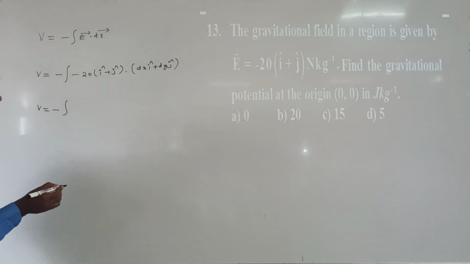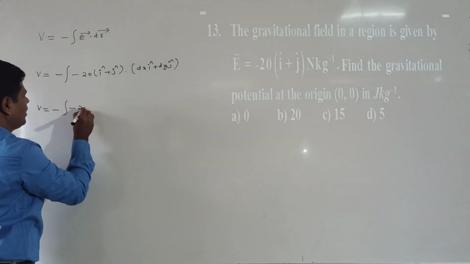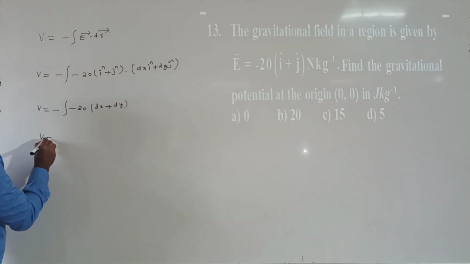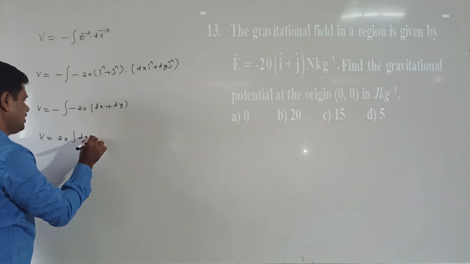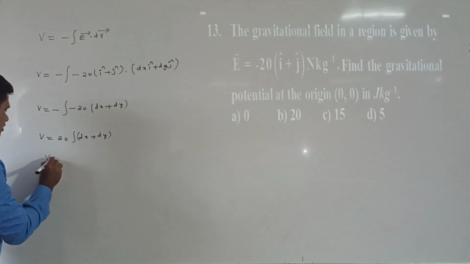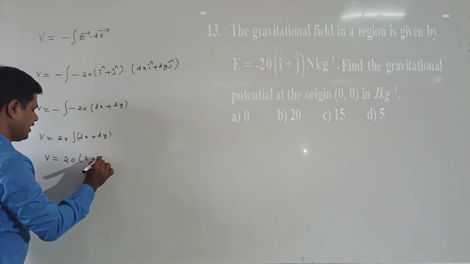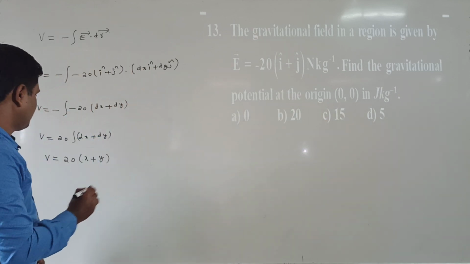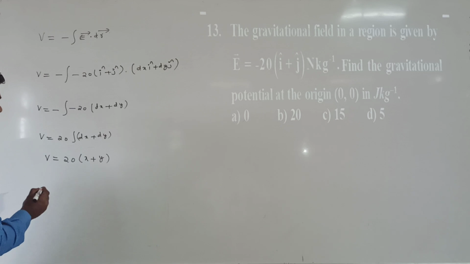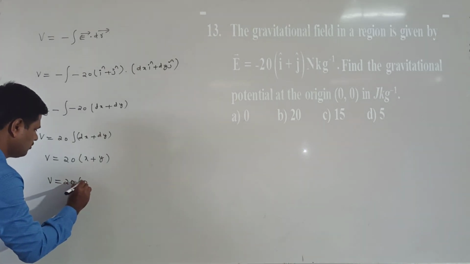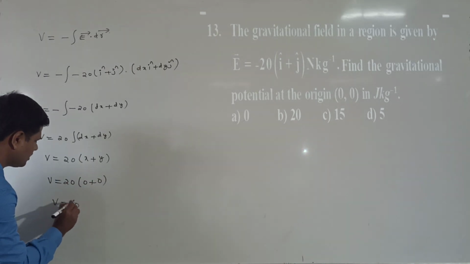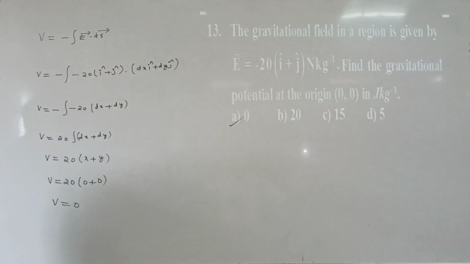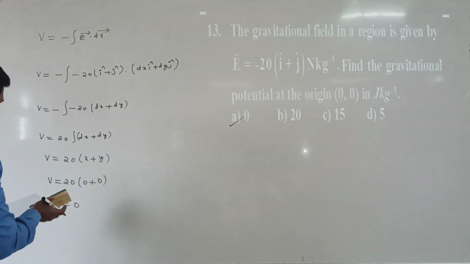This is a dot product. I cap into I cap is 1, j cap into j cap is 1. Now minus 20 into the remaining dx plus dy, minus and minus gives plus, so 20 into dx plus dy. When integrating this, V is equal to 20 into x plus y. But the potential is asked at the origin (0, 0), so we substitute 0 for x and 0 for y. 20 into 0 plus 0 gives 0. So option A is correct, that value is 0. Right, that is the 13th question.